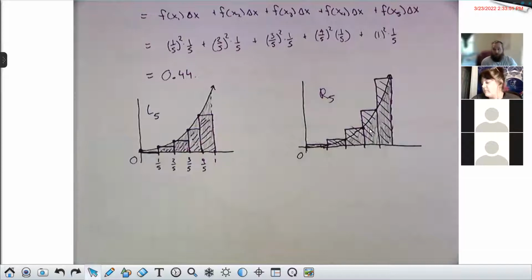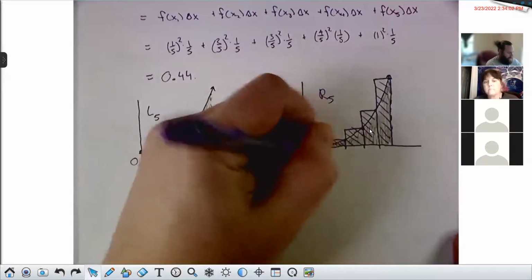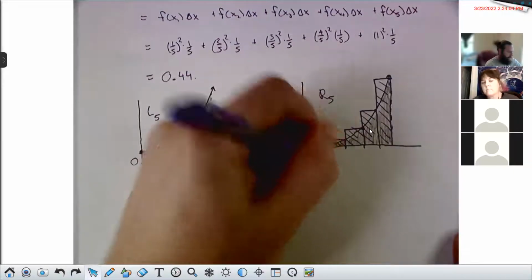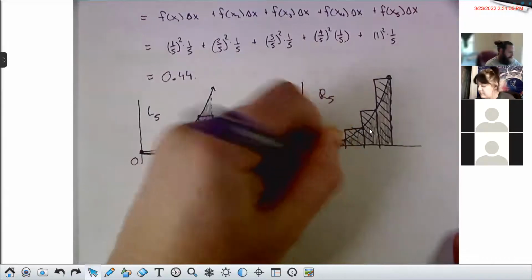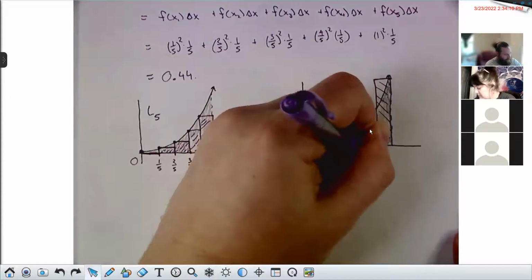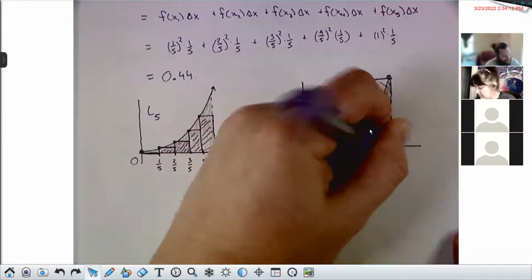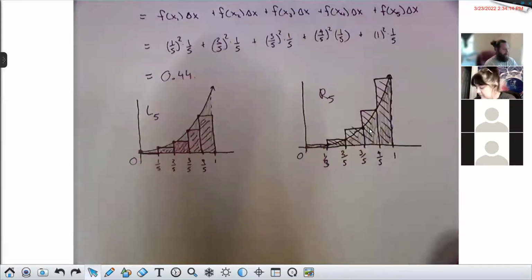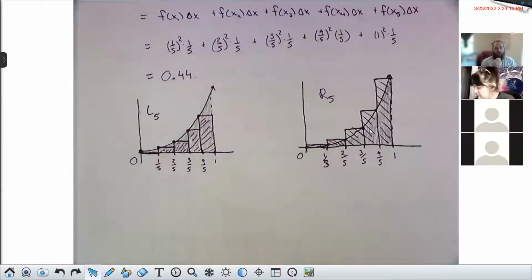You should be asking yourself, what about decreasing functions? Or what about functions that do a mixture of increasing and decreasing? And the answer there is that for decreasing functions, you turn things around. R5 will underestimate and L5 will overestimate. For functions that do a combination of increasing and decreasing, there's no easy way to say. The big question is, how do I go from these approximate areas to the exact area?